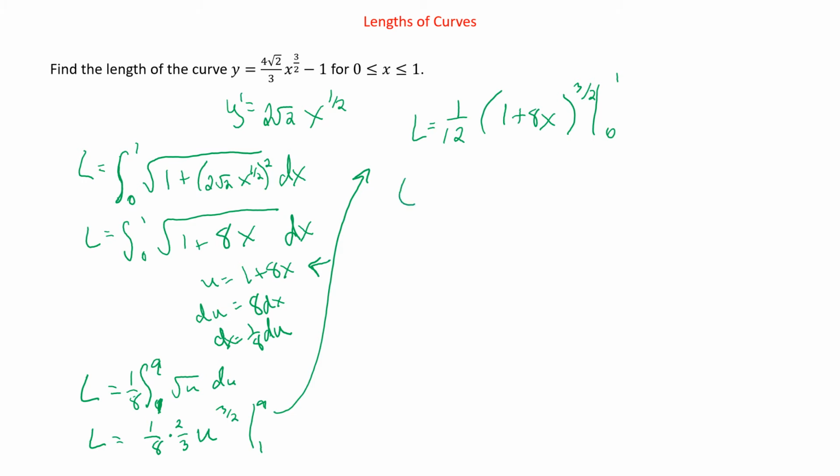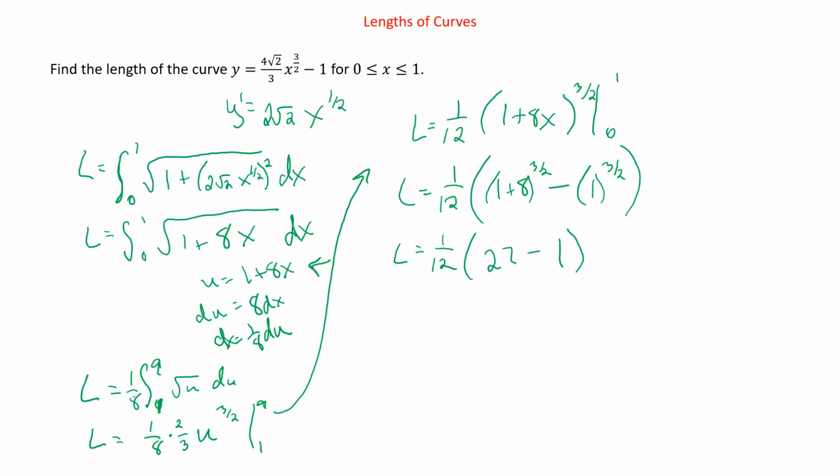So we'll plug in 1 to get 1 plus 8 times 1 is 8, to the 3/2, minus, plug in 0, is just 1 to the 3/2. Notice if we had plugged in 1 and 9 into u, we'd get exactly the same thing. So length is 1/12, 1 plus 8 is 9, to the 3/2, that's square root and then cubed. Square root of 9 is 3, cubed is 27.